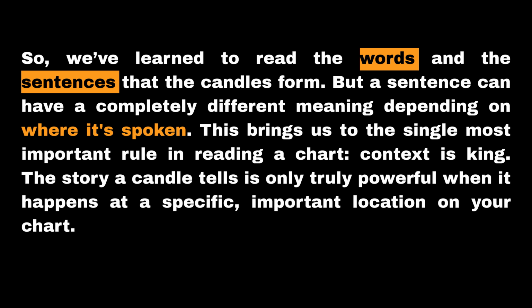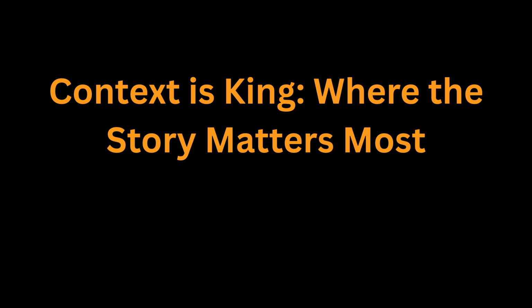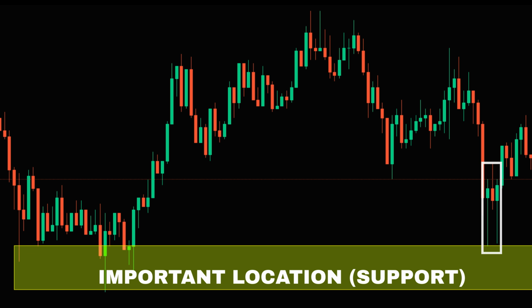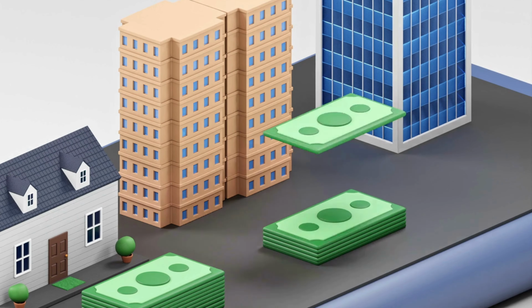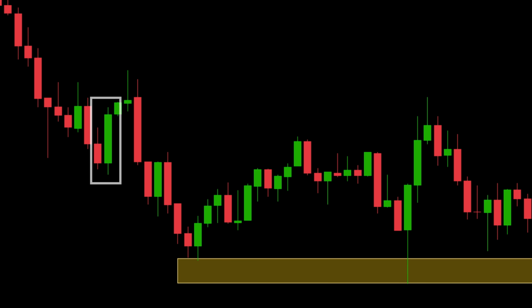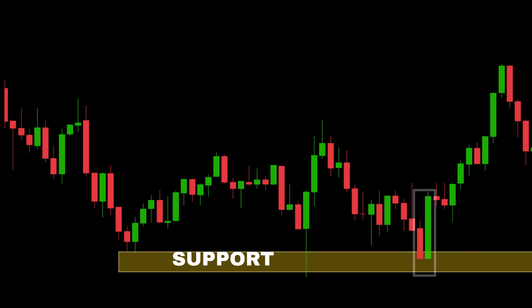So we've learned to read the words and the sentences that the candles form, but a sentence can have a completely different meaning depending on where it's spoken. This brings us to the single most important rule in reading a chart. Context is king. The story a candle tells is only truly powerful when it happens at a specific, important location on your chart. Think of it like real estate, where the mantra is location. A powerful bullish engulfing pattern in the middle of a random choppy chart is interesting, but not very reliable. But that same pattern happening at a critical price level, that's something you need to pay very close attention to.